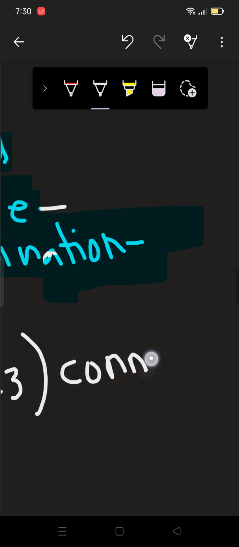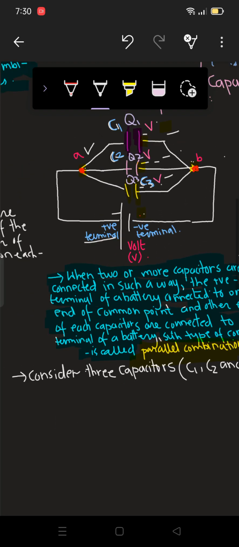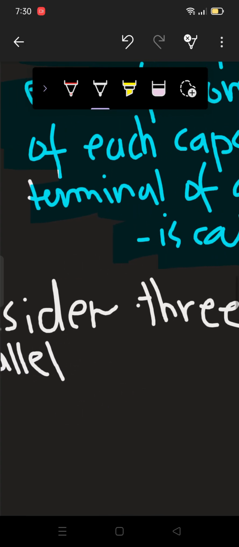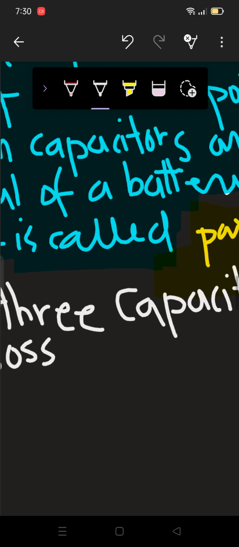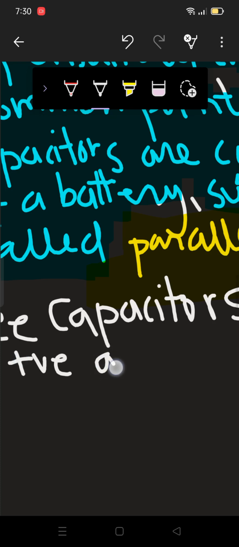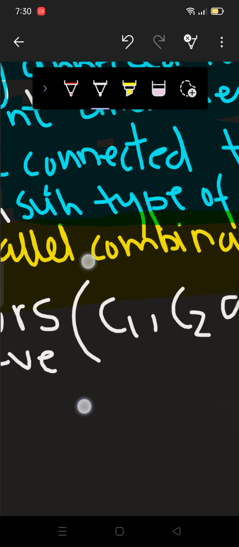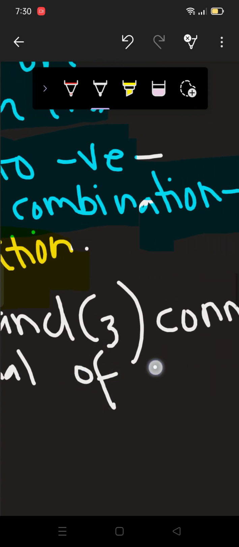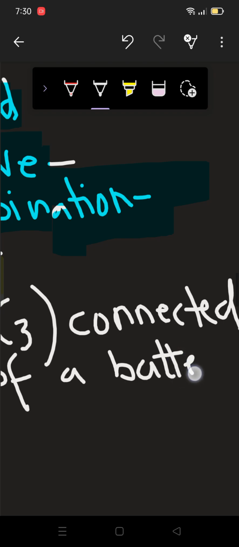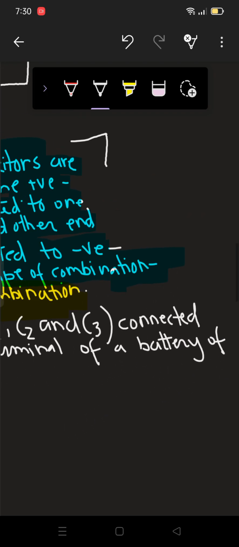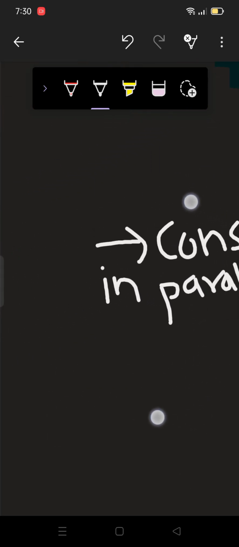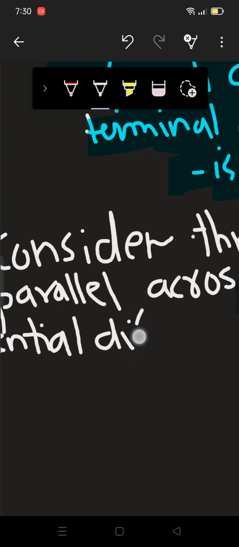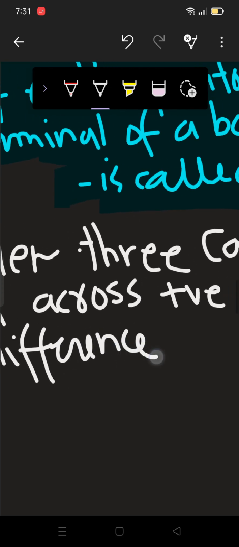connected in parallel across the positive and negative terminal of a battery of potential difference V volt.